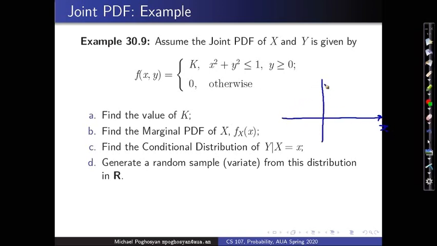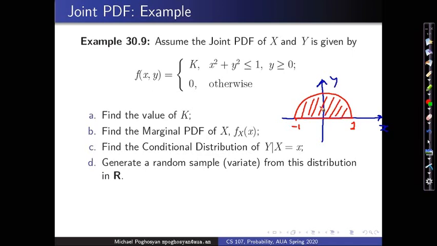This is x, this is y. So the support is the upper half of the disk. So x squared plus y squared is less than or equal to 1 and y is larger than 0, so the upper part. So I will have something like this, minus 1, 1. This is our support.